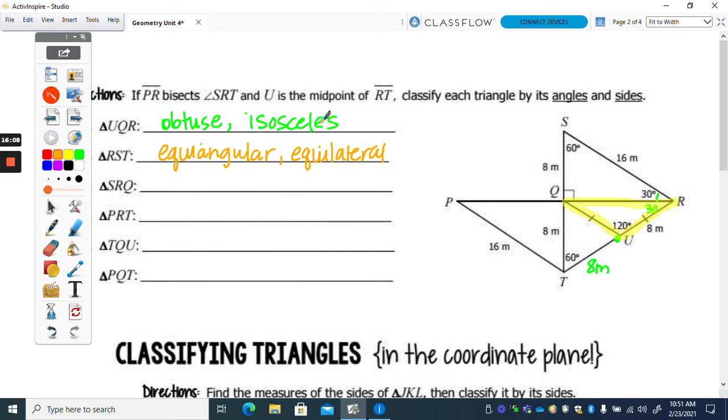Number 17, Jennifer. Right and scalene. Triangle PRT. Okay, according to its angles, it's what? Obtuse. And then isosceles.